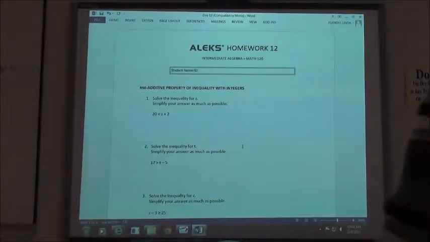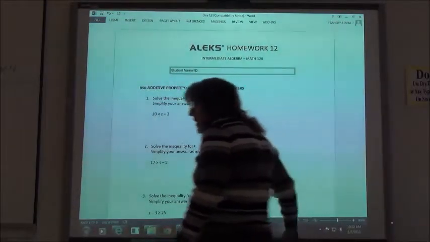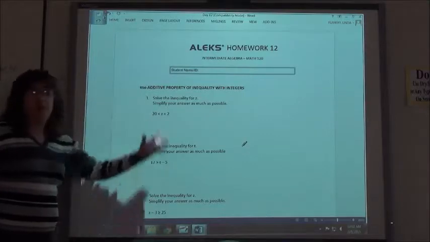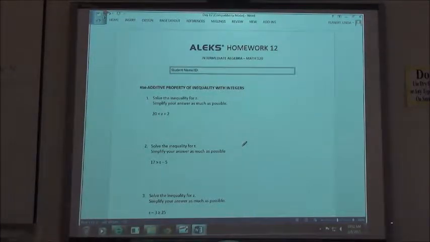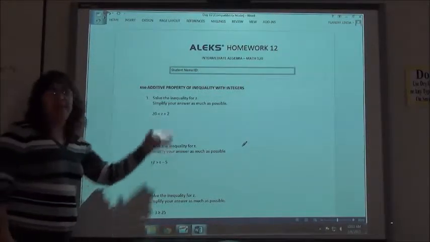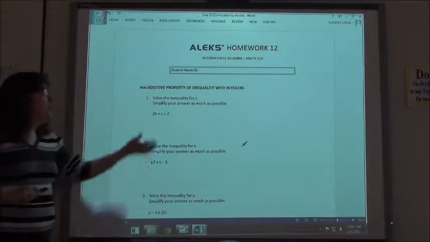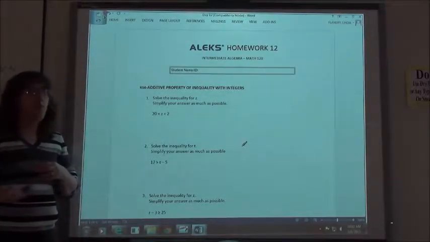Homework 12 is working with inequalities, those greater thans and less thans and greater than or equal to and less than or equal to. When we solve an inequality, we solve it just like we solve an equation, except if we end up multiplying or dividing by a negative number. So these first ones, we're just going to do adding and subtracting. So our inequality sign is going to stay the same because we're not doing any multiplying or dividing, so we don't have to worry about that rule. So we just solve it exactly like we solve our normal equation.